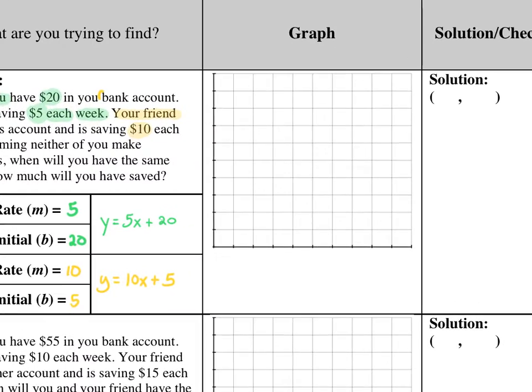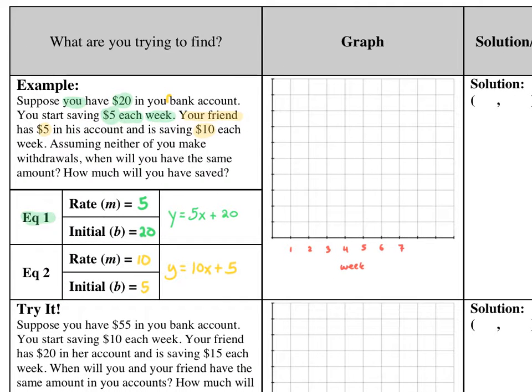So let's take a moment and graph these. Notice that we can't have negative dollars, well, we might, but we're not going to do negative dollars nor negative weeks. We're not going to go back in time. So this one here is going to be week 1, week 2, week 3, 4, 5, 6, 7.